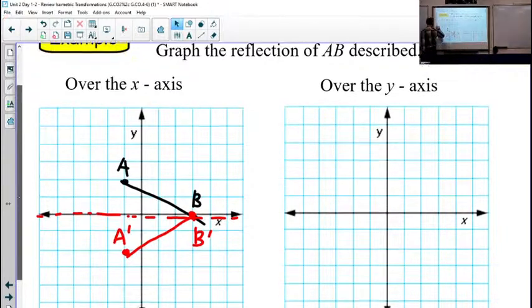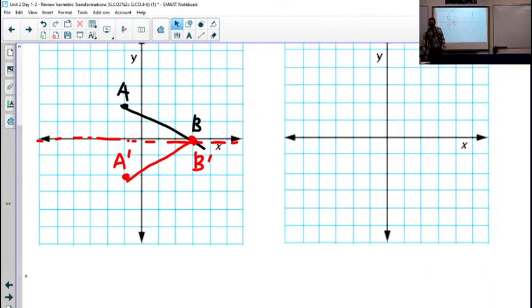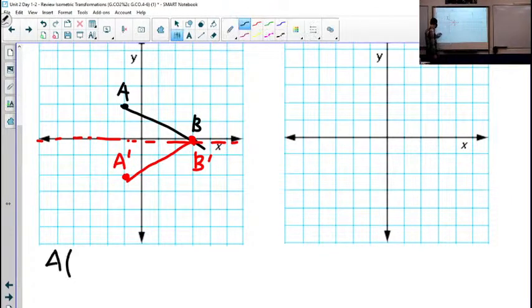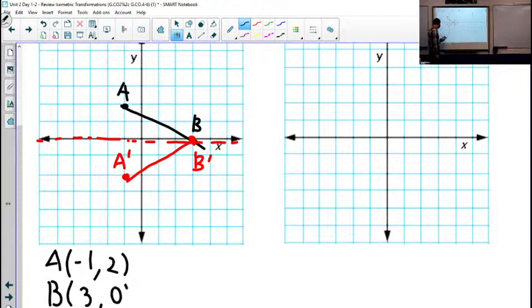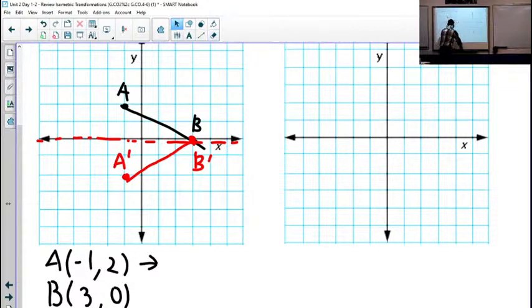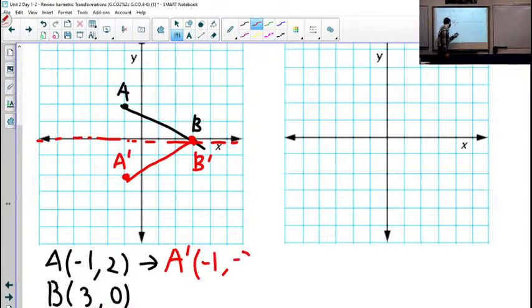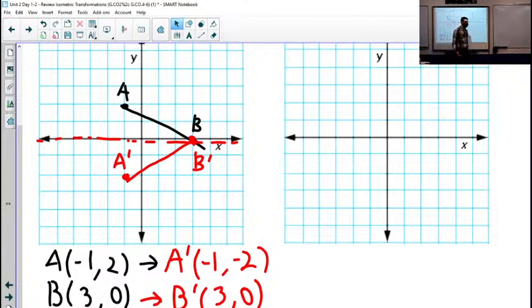So if we wanted to list out the coordinates, which again you should do on all your homework assignments, list out the coordinates. So let's put our points A. We've got -1, 2. And B is at 3, 0. So A prime. A prime is now at -1, -2. And then B prime stayed where it was at 3, 0. Because it was already on the line that we were flipping over.